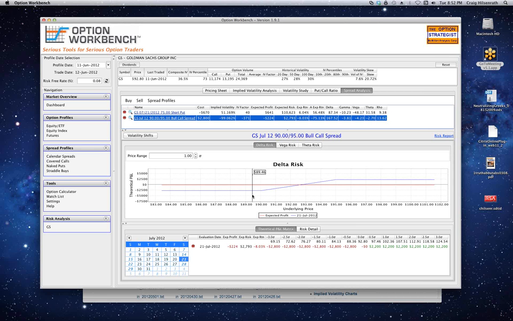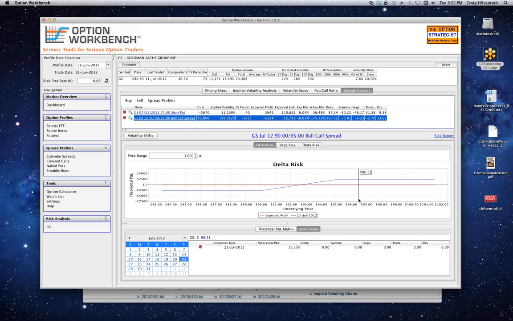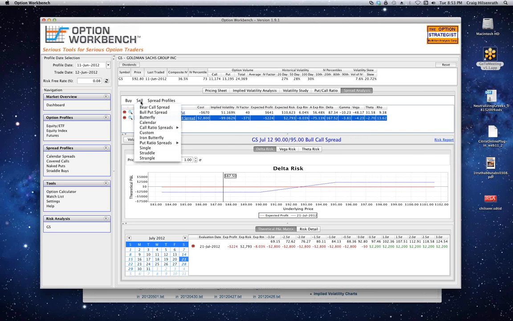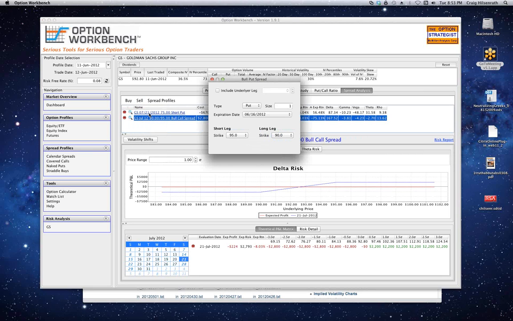So we can expect to lose or risk about $2,800, and the maximum we can make is $2,200. To me, that's not a really good reward to risk ratio, but it's something else to compare to. We could also sell a put vertical. Let's say we want to sell the 90s and buy the 85s for July, a 10 lot to keep it even.